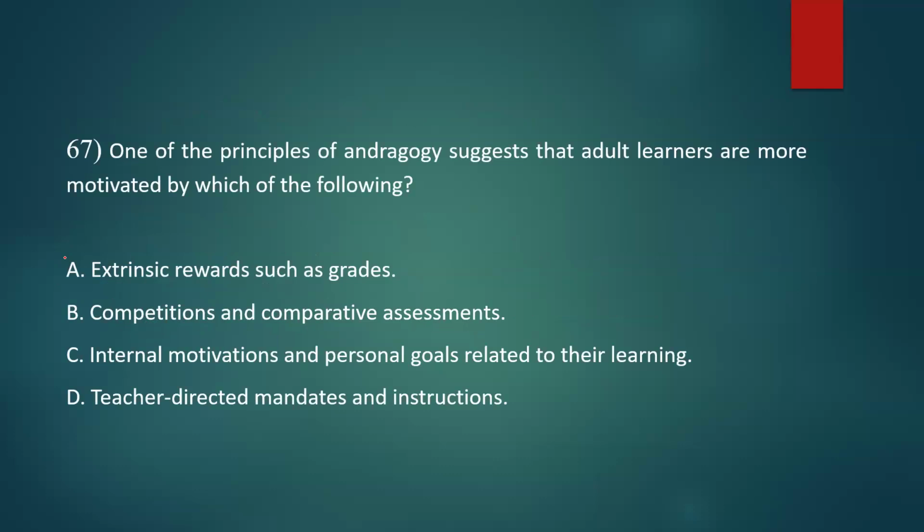Which principle of andragogy suggests that adult learners are more motivated by which of the following? Where are they getting more motivated from? Option C, extrinsic? What do you mean by extrinsic reward? Something we get from outside, right? Another one, internal motivation and personal goals. That's a better one because they are not children.